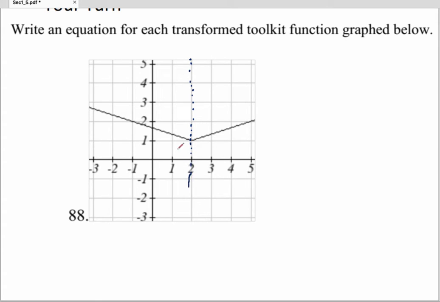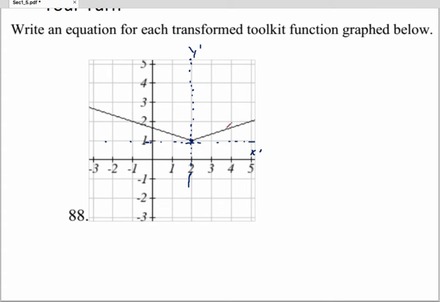There's always an origin point based upon our toolkit function, and we know that the origin point, or the original point that went through the origin, is right here. It's the bottom of the V. It's the pointy point on the V, right? So what we're going to do is pretend for a moment. We'll call this y prime, x prime.